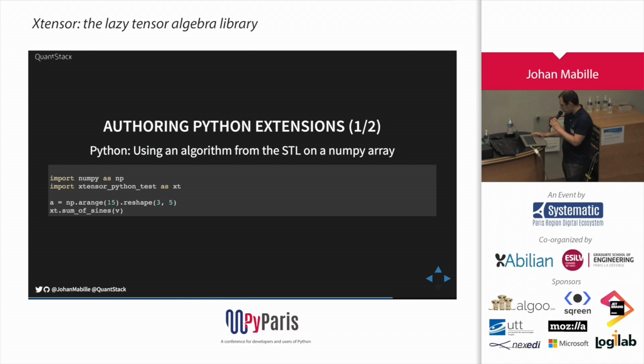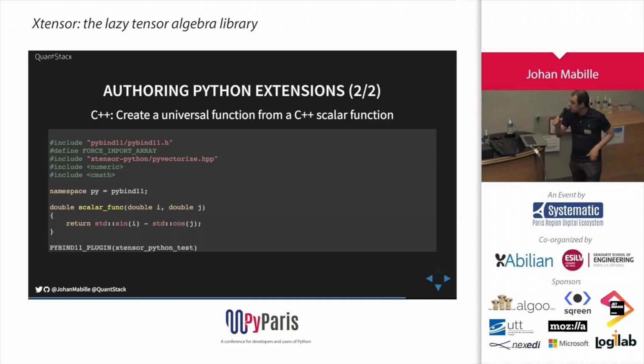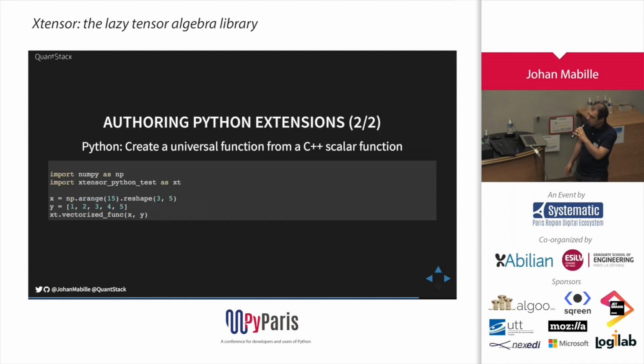Another thing you can do is create a universal function from a C++ scalar function, just like you would do in NumPy. Again, you write your function, a simple formula, and you get a vectorized function with a simple line of code here. Just a single call, and you can call it on a NumPy array without any copy.